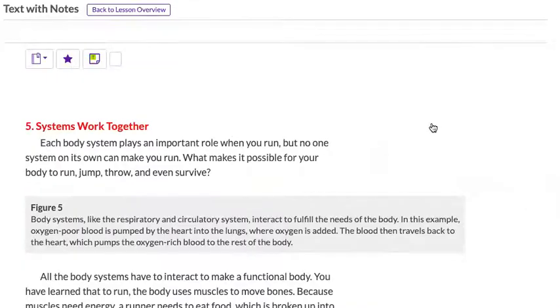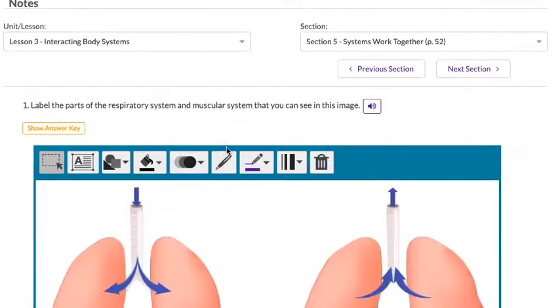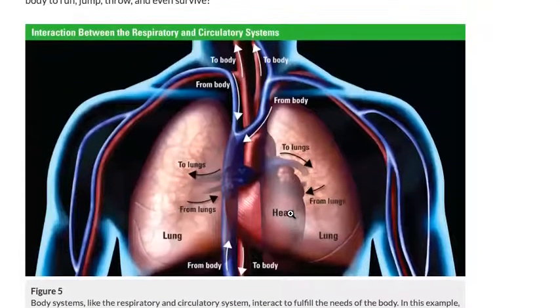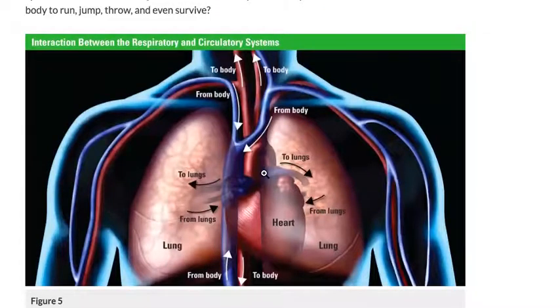And so section 5 reminds us that you have systems that work together. Here we have the heart and some lungs. I want you to notice a few things here and remind yourself. You have blood vessels connected to the heart, and you have arrows pointing to the heart and arrows pointing away from the heart. The blood vessels that carry blood away from the heart, again, are called arteries.